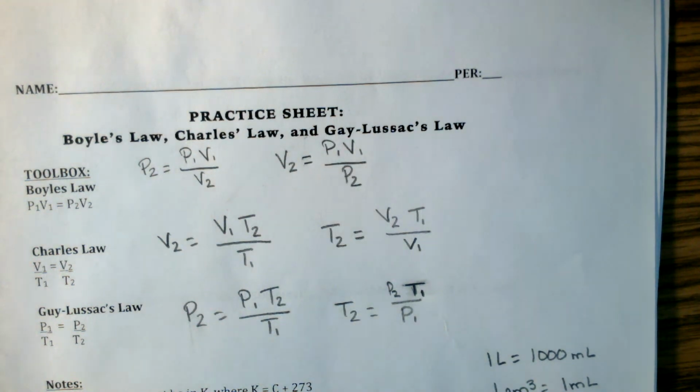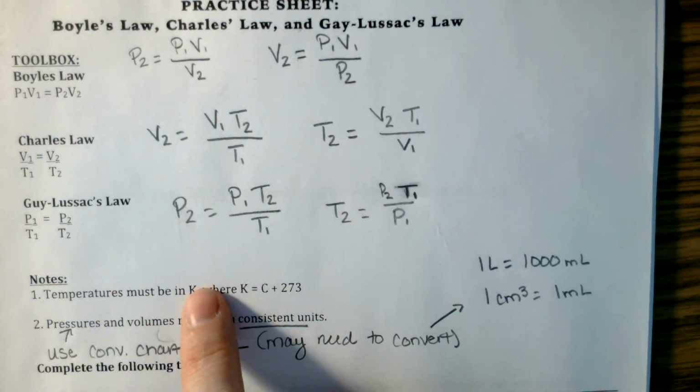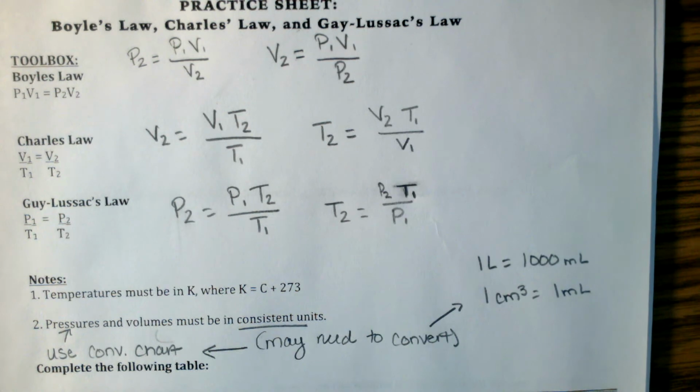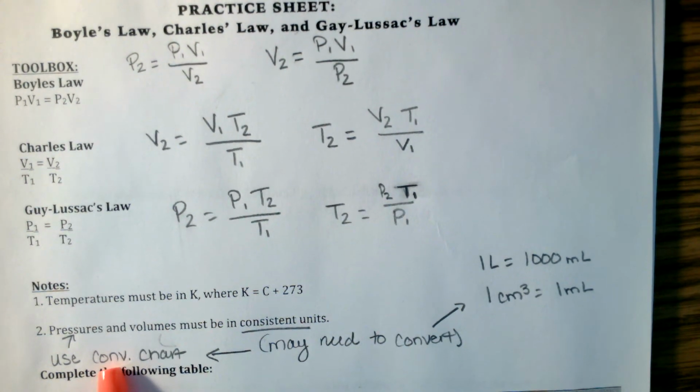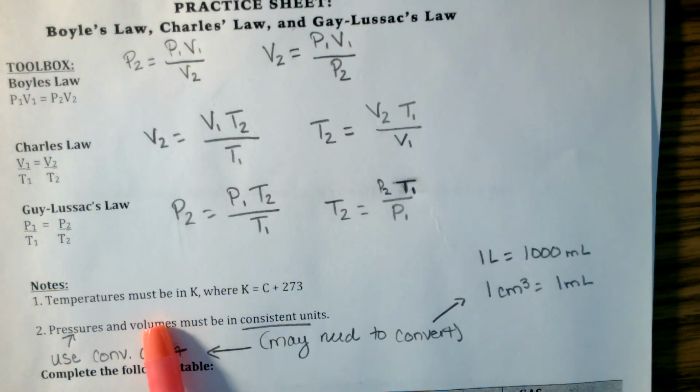new equations here for you. A few notes. Temperatures must be in Kelvin. Kelvin is going to be equal to degrees Celsius plus 273. Also, our pressures and volumes need to be in consistent units. So if your pressures are in different units, you're going to need to use your conversion chart to be able to convert them. And volume is the same thing.